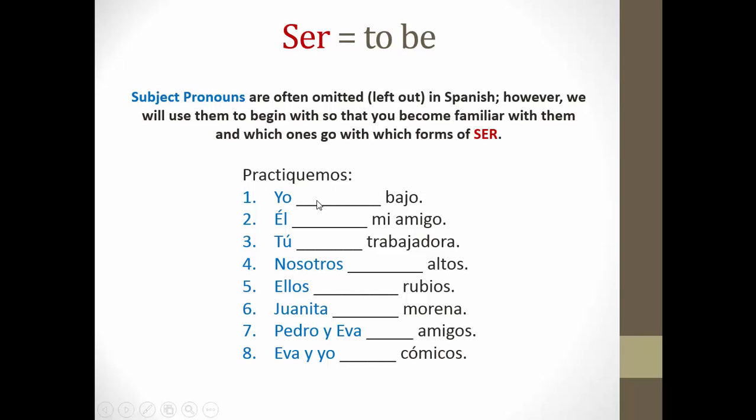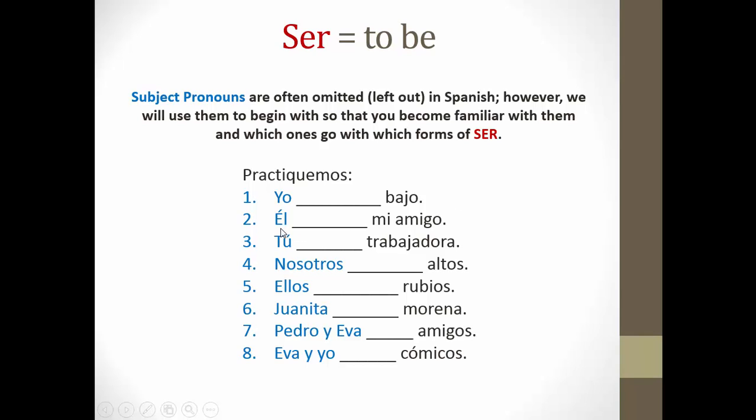Yo soy bajo means I am short. Now, omitting the subject pronoun is very common in Spanish, which means they won't use the yo. They'll just say soy bajo. That is also accurate. However, we need to use them so that we know which ones to match them up with. So for right now, make sure you're saying yo soy bajo instead of soy bajo. All right, let's see if we can finish the rest of these.